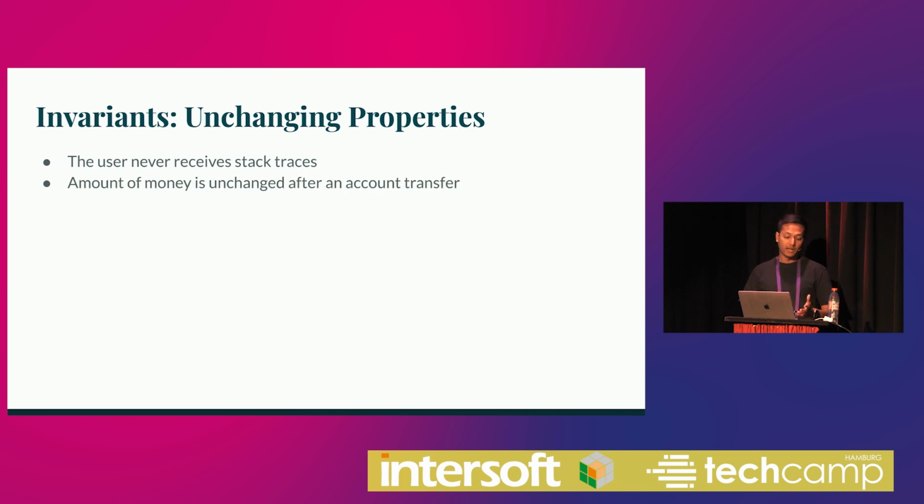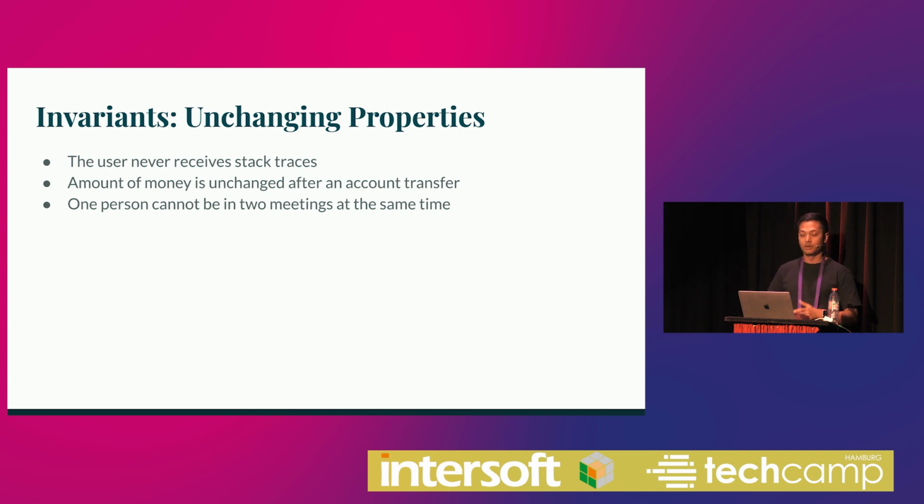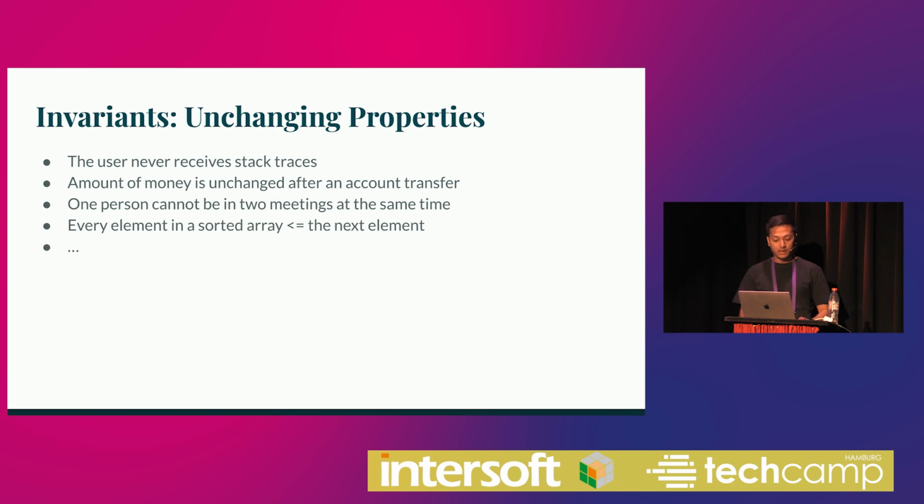If we are building a banking application, it would be something like, if you're doing an interbank account transfer inside the bank, the amount of money doesn't change. If you're building an application about meetings, one person cannot be in 2 meetings at the same time. That's the invariant of that system. And if you are building a sorting algorithm, it's to make sure that after sorting, every element is less than or equal to the next, right? And so on. So these are the unchanging properties of systems that we build. These cannot change, no matter what else changes.